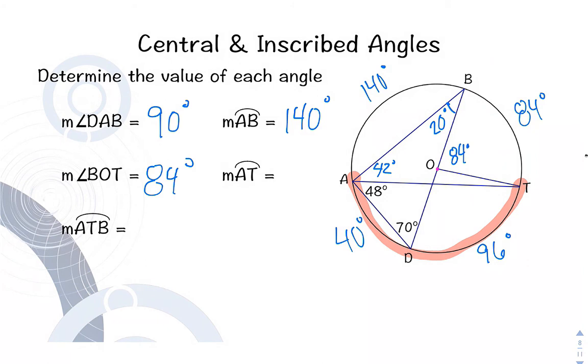Okay, well, recall that I could just add those 2 arc measures up and I end up with 136 degrees. And then lastly, ATB. Okay, since it's 3 letters, that is our major arc. So from A through T to B. So I add all of those up and I end up with 220.